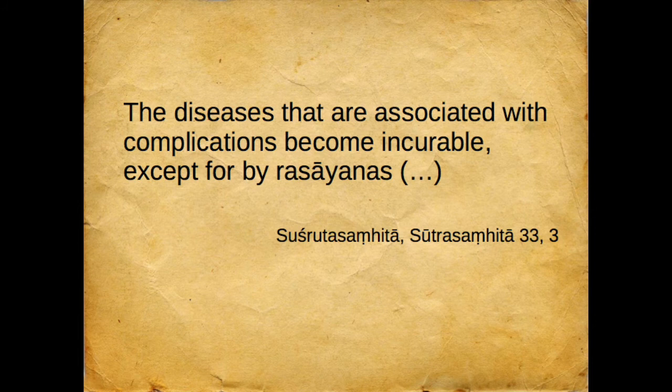Sushruta says that diseases associated with complications become incurable except by Rasayanas. This is a pretty big statement, because when you read through the chapter, you see that diseases associated with complications are diseases that the physician is advised to no longer treat, as they're very difficult to treat. The physician has the option of no longer treating, except, of course, the option of using a Rasayana.